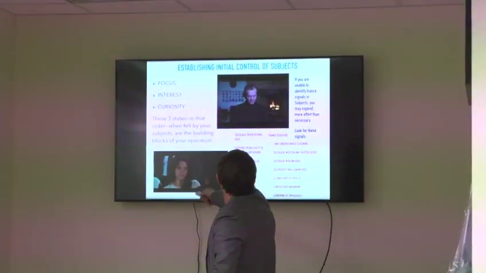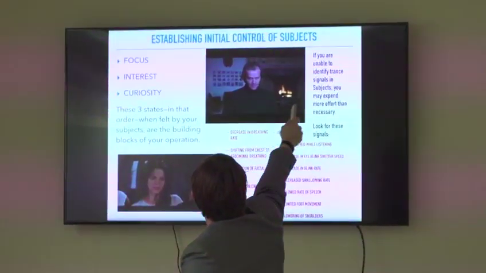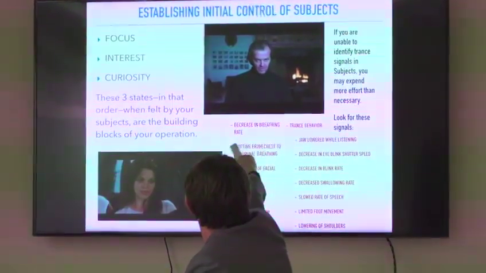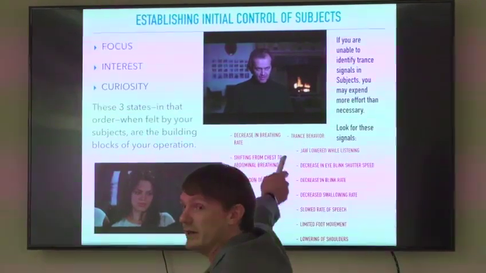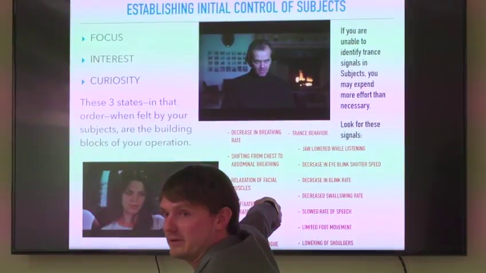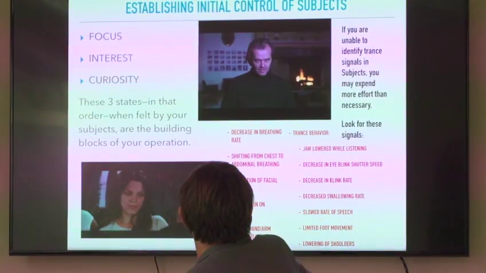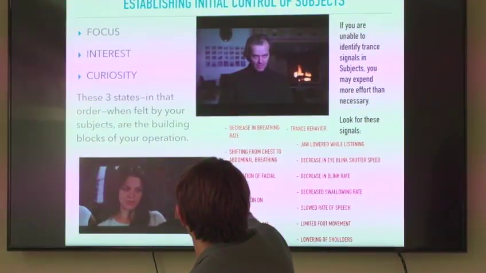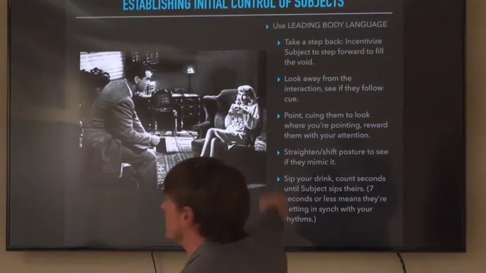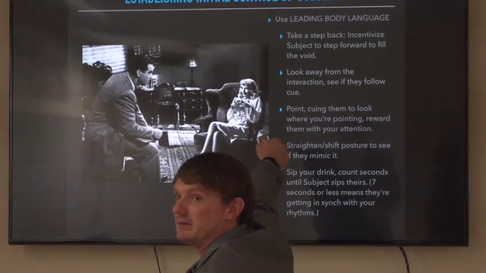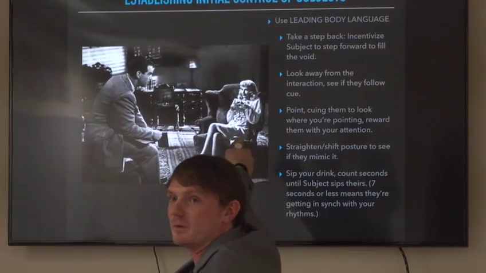These are the three states you want. If you're able to, you want to basically get them into a trance. You need to know when you've gotten them there, so you don't expend excess effort that you're going to need for other things. Slowed rate of speech, limited foot movement, eye fixation on operator. What happens when they're in the trance? Well, then you have them wrapped around your finger.